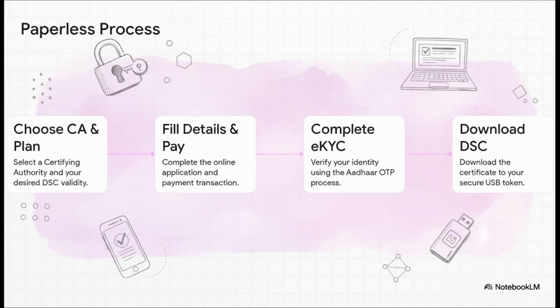And the best part? The whole process is now ridiculously fast and completely paperless. Seriously. Thanks to Aadhaar verification, you can just pick your provider online, fill out a quick form, pay, and then verify your identity with a one-time password sent to your phone. The whole thing can be done in as little as 30 minutes, and then your DSC is ready to download.